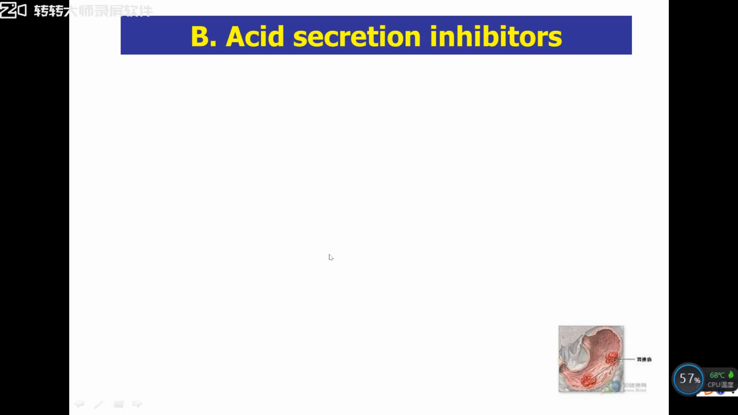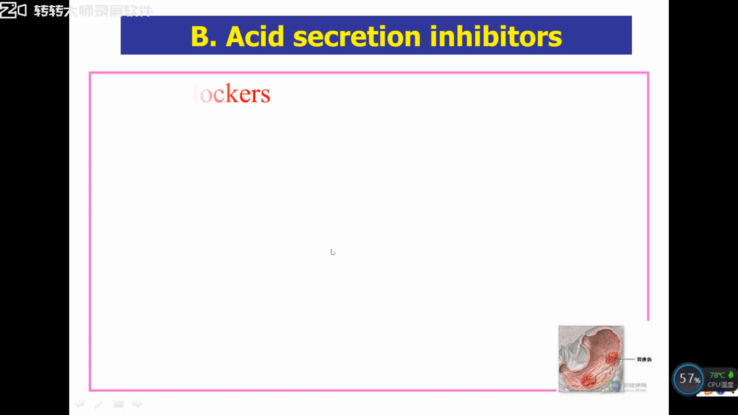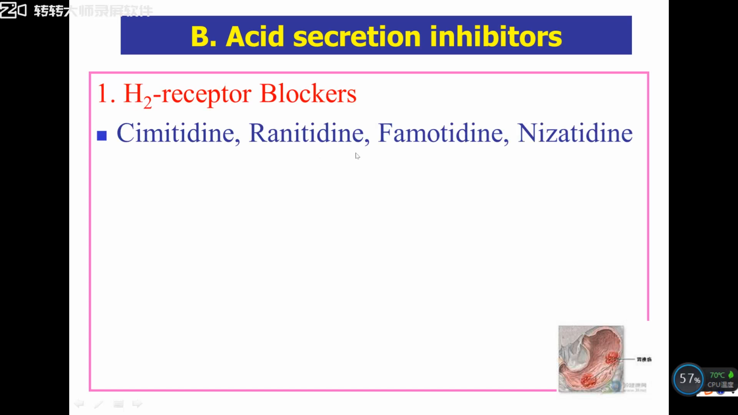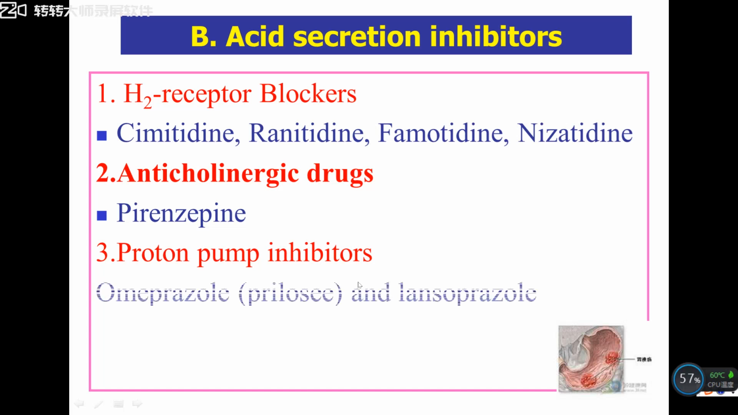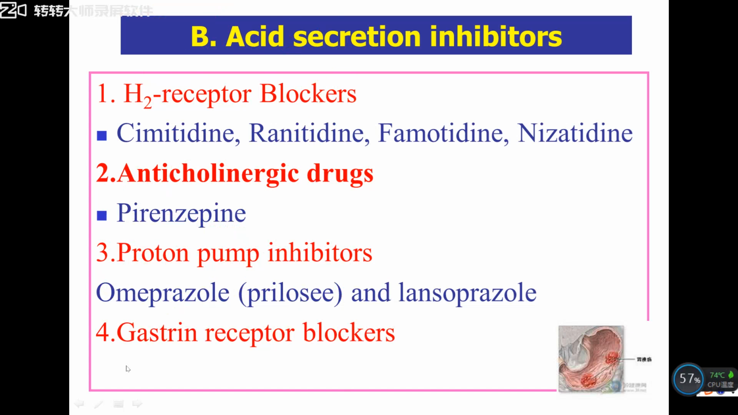The second case is inhibitors, which inhibit acid secretion. The first inhibitor is histamine 2 receptor blockers: cimetidine, ranitidine, famotidine, and nizatidine. The second inhibitor is M receptor blockers, such as pirenzepine. The third inhibitor is proton pump inhibitors, such as omeprazole, lansoprazole, pantoprazole. The fourth inhibitor inhibits the gastrin receptor, and the drug is proglumide.